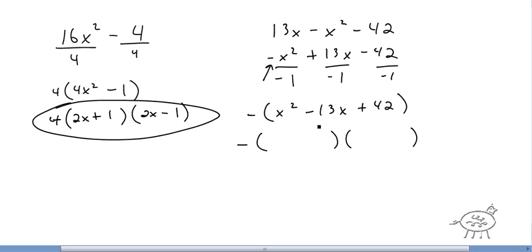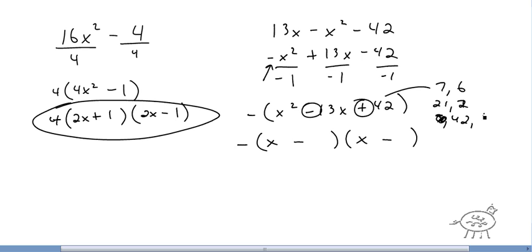Well, signs are going to be, right, this one's positive, so they're both negative because this one's negative 2. And then x squared, well, it's just going to be x and x. 42. 7 and 6. 21 and 2. 3 and it's nothing else. I guess just 42 and 1. Looks like it. Well, again, it's not a really big number, so I'm just going to go with the 7 and the 6.